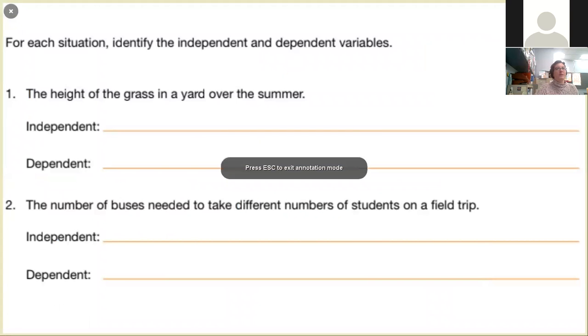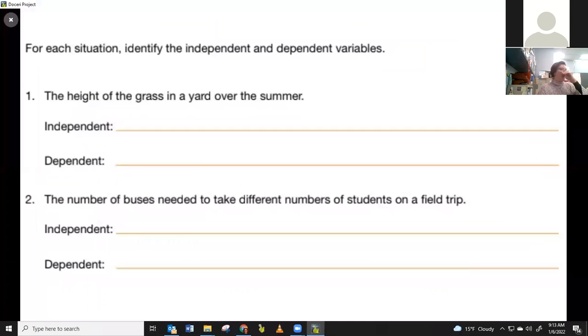Let me fix this real quick. There we go. Okay. So for each of these situations, we want to identify the independent variable and the dependent variable. So one of the ways that this sometimes gets thought of is kind of like cause and effect. Which one would have to come first? Which one would you use to determine the other? So that's kind of how I want to think about this.